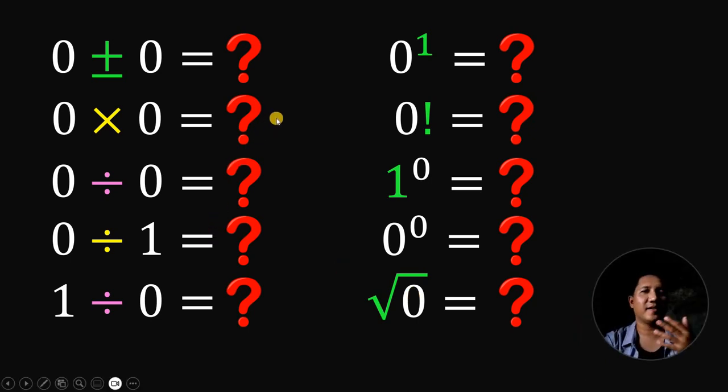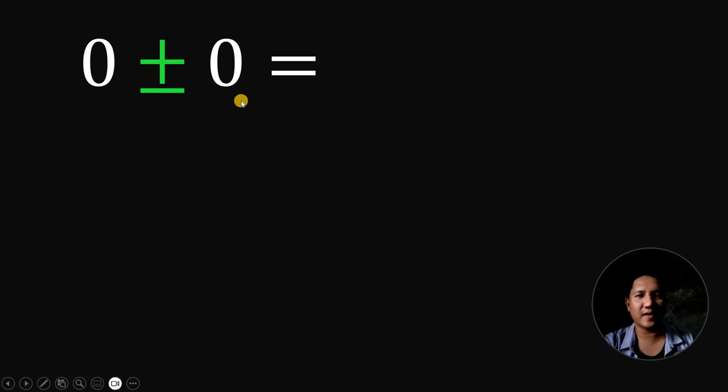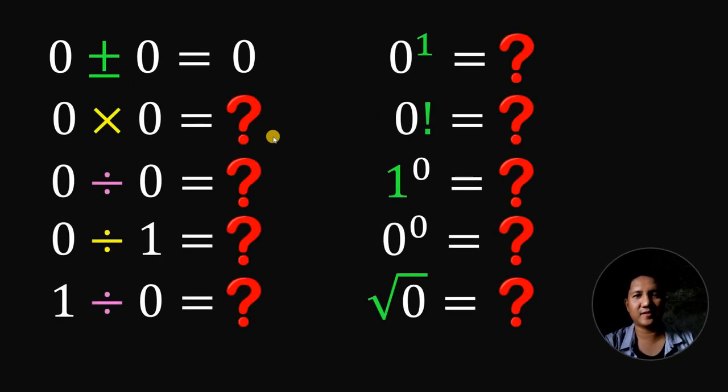So, our goal is to answer all of this question involving 0. Now, let's start the first question. So, the first question is 0 plus or minus 0. And, of course, our answer to this question is simply equal to 0. So, please take note of this. 0 plus 0 must be 0, and 0 minus 0 is still 0. So, that's the answer to the first question.